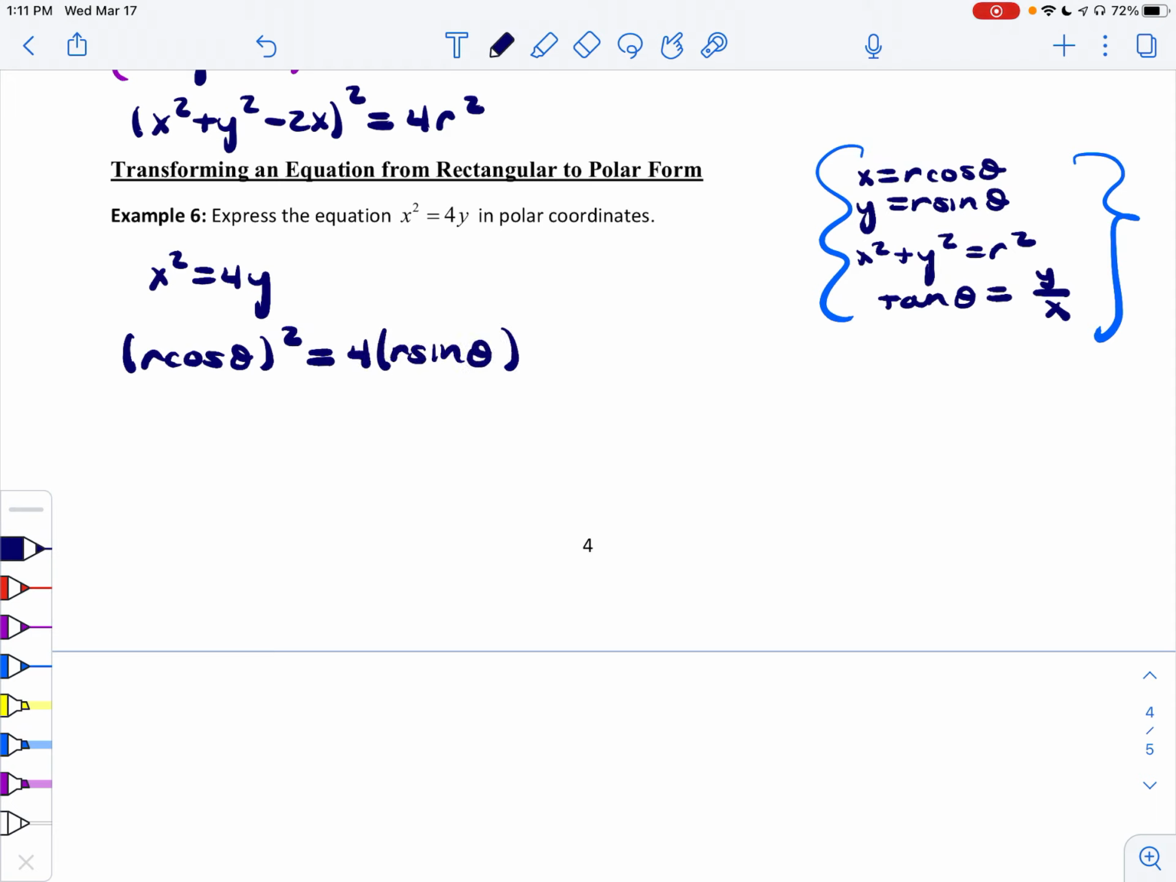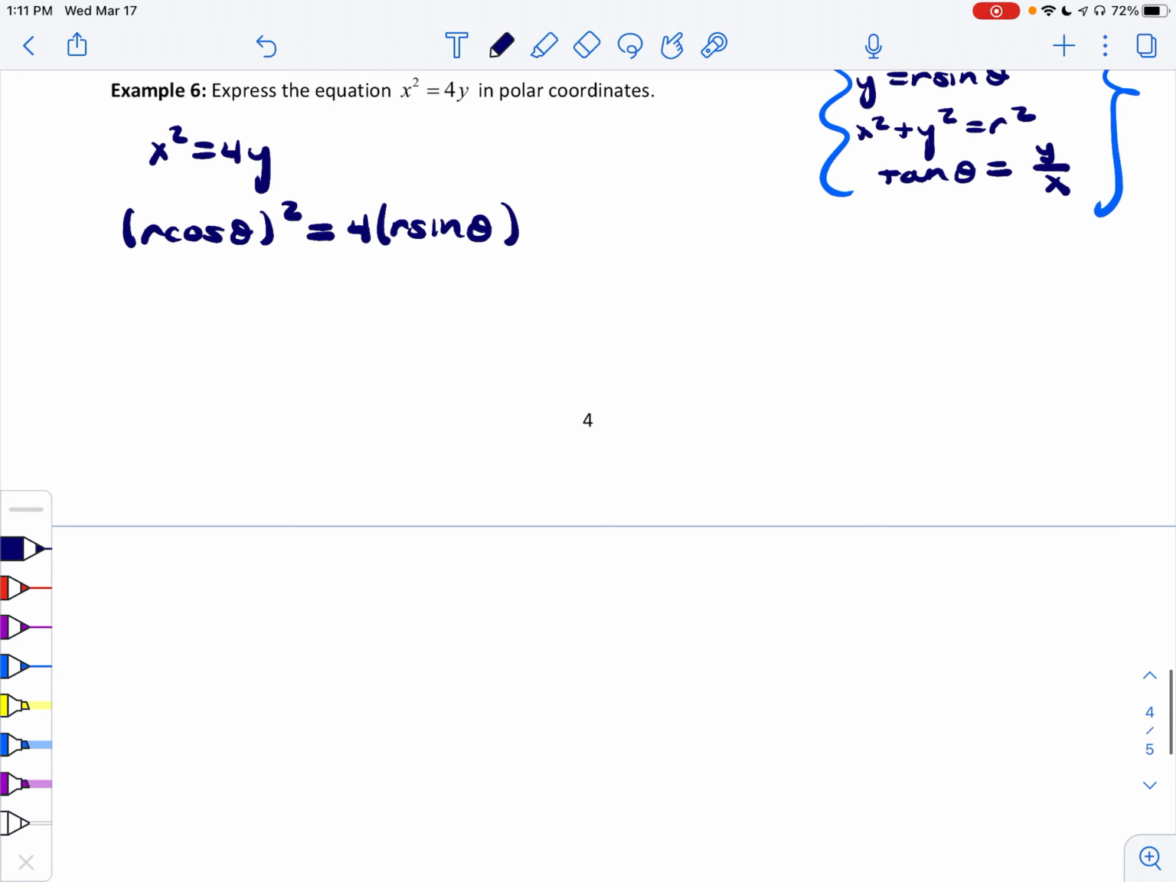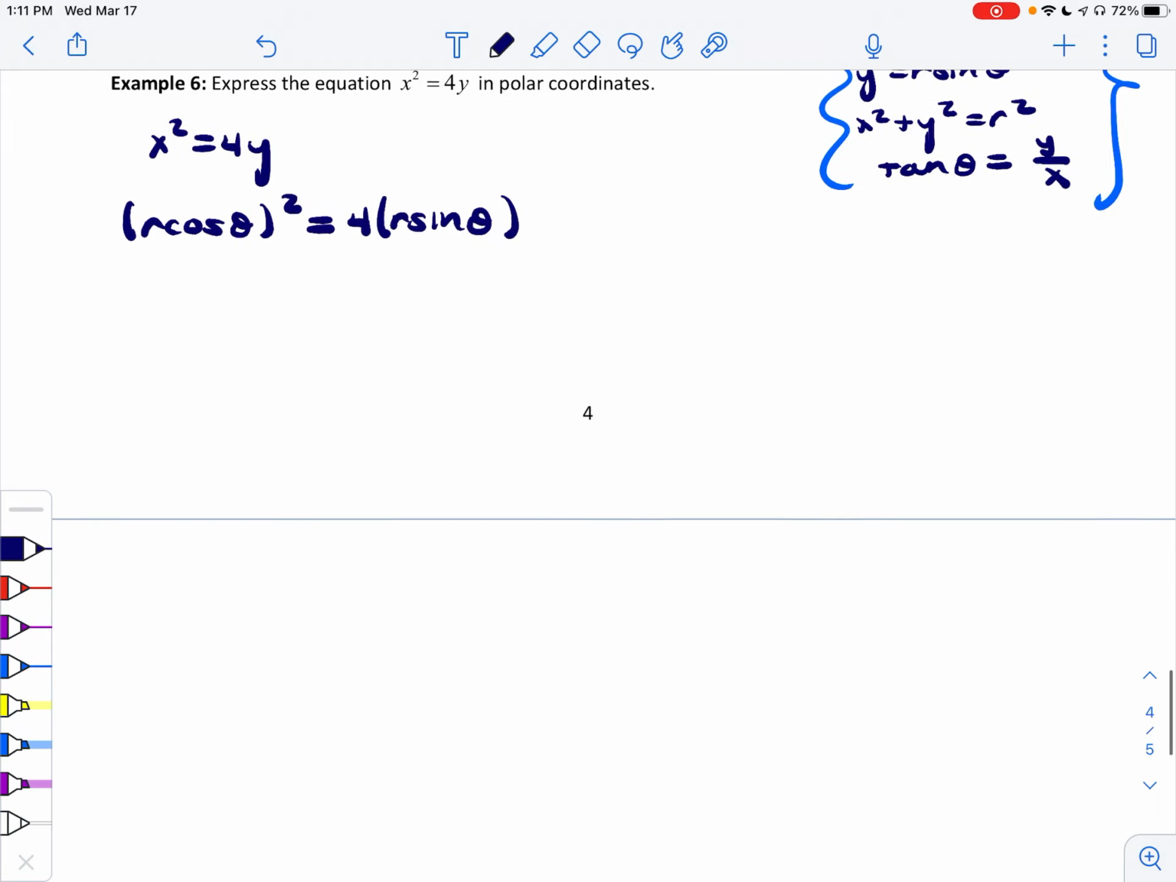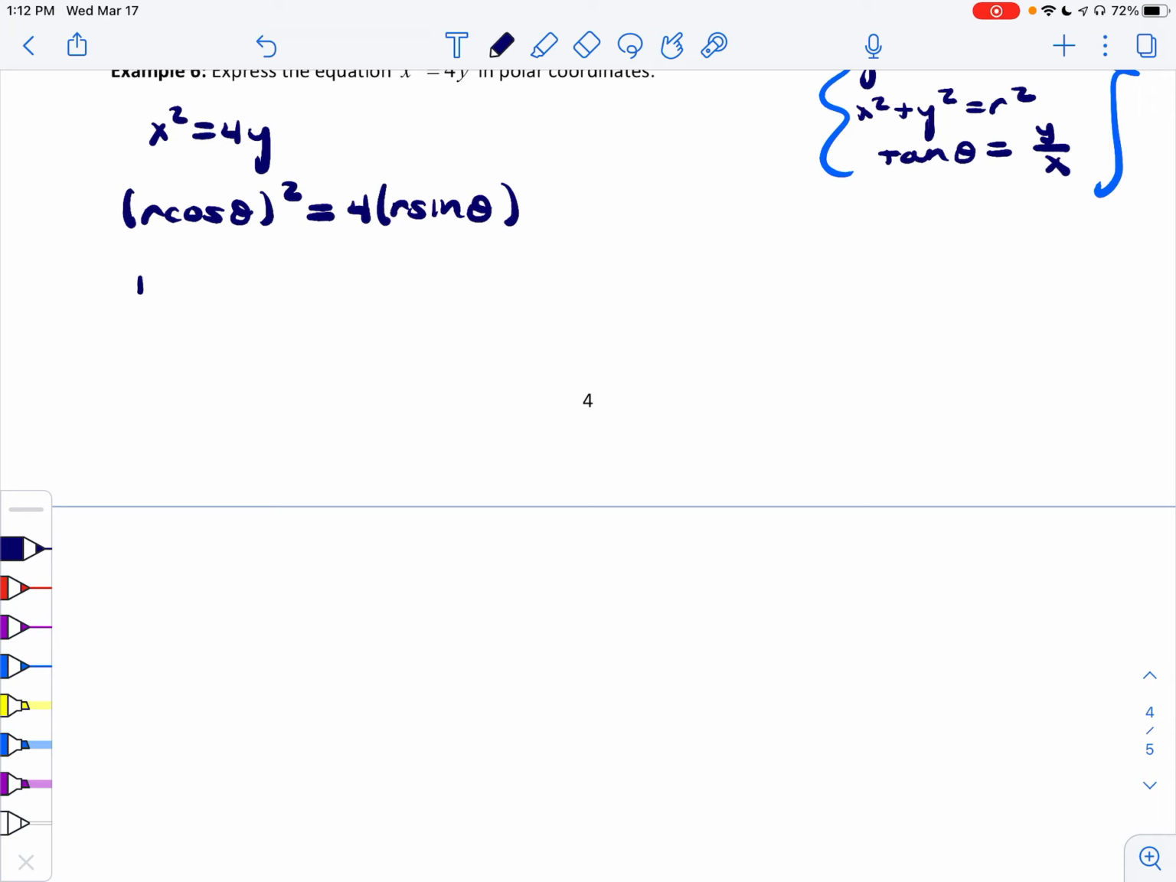Okay. All right, so now we just need to simplify a little bit. This time around, when we're switching from rectangular to polar, usually these equations will simplify pretty nicely. So we're actually going to do a little bit more work on these in order to simplify these functions. All right, so if we distribute in our square, we're going to get r squared cosine squared of theta, and then distribute in the 4 over here, so 4r sine of theta. Okay. All right, now one thing you'll notice is that we have an r on both sides of this equation. So you can actually go ahead and divide one of those r's out.